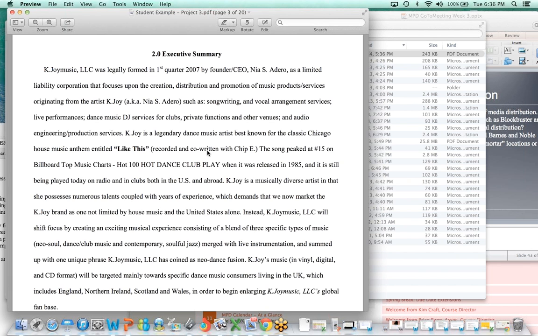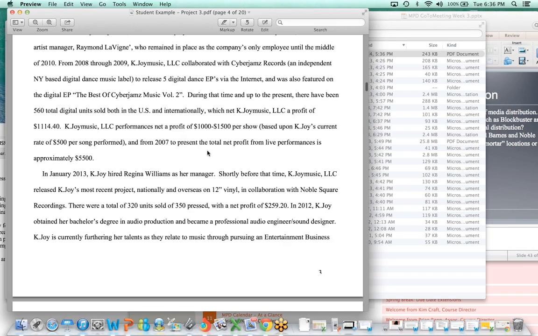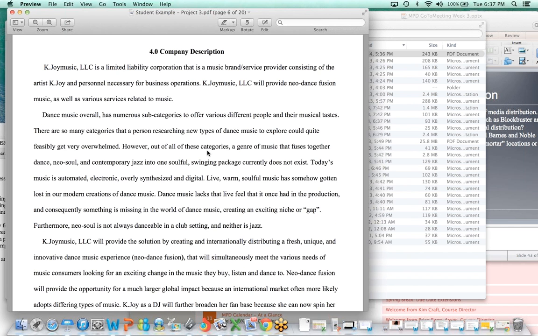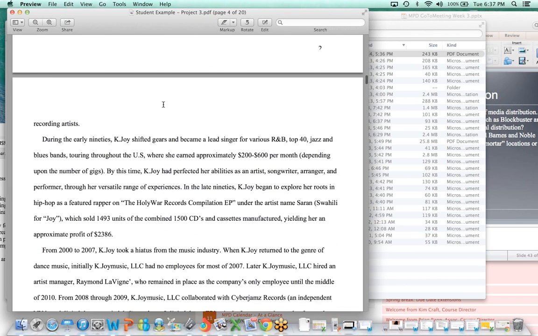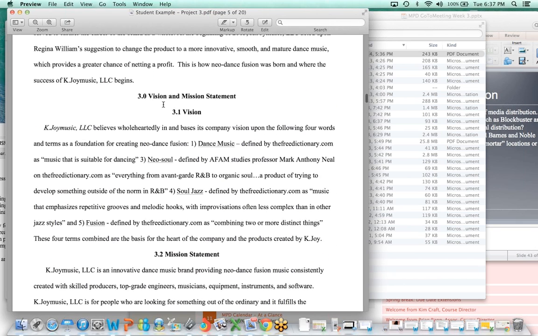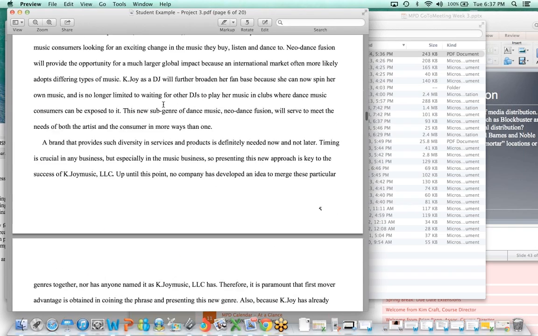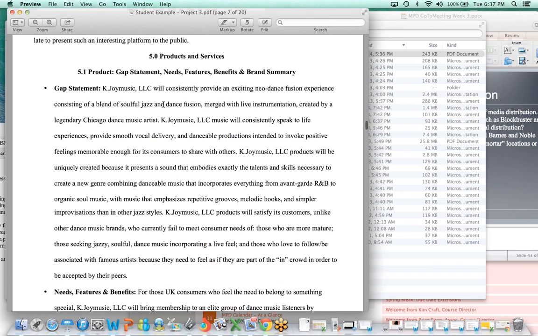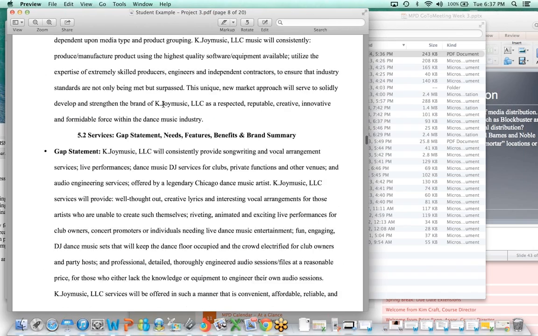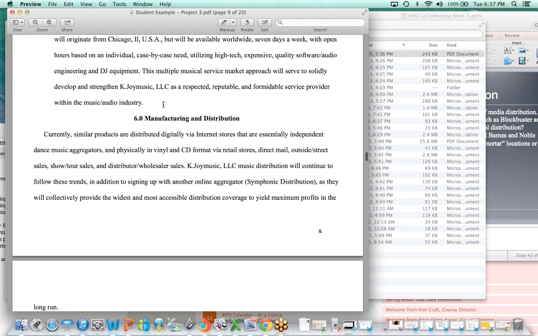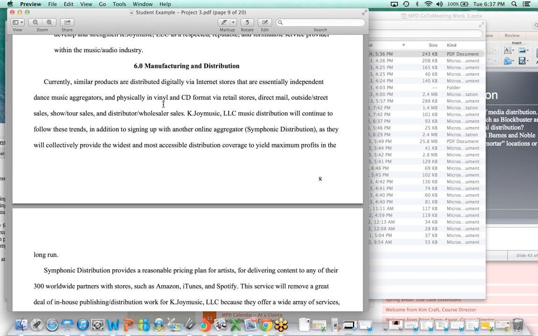So first of all, she's got an executive summary. In fact, this example might not be a good one to show you because this is really, really long, and you don't have to write 20 pages like she did. But anyways, she's got an executive summary. She's got a company description, the mission statements, what the product is, and she even breaks it up into subsections or subheadings, which you don't really have to do. But manufacturing and distribution.